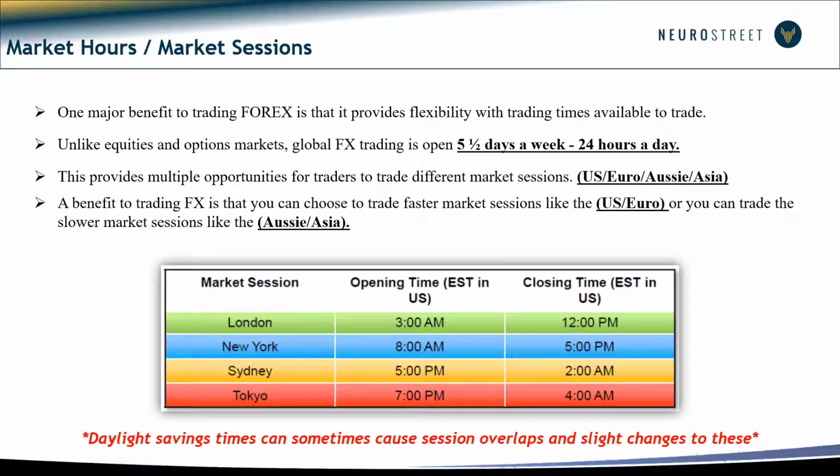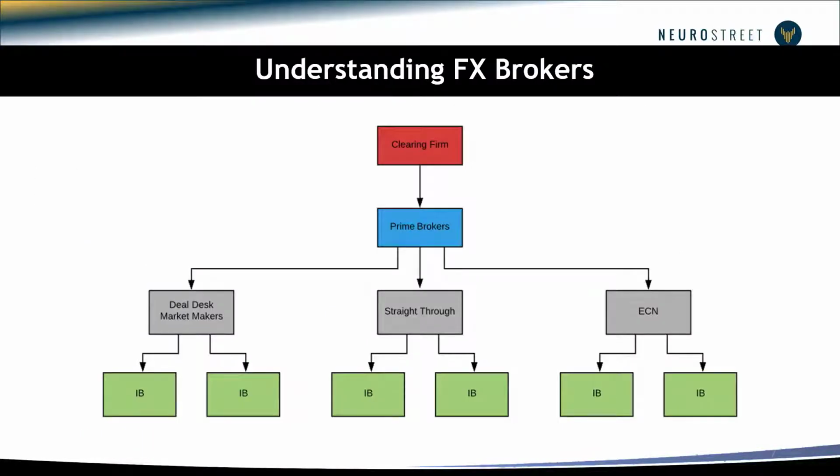So now this is a really big change. I want to take some time here and talk a little bit about understanding the brokers' side of this business. Ultimately, everything comes from a top-down perspective. You're going to have clearing firms. You're going to have prime brokers, then you're going to have dealing desk market makers, you're going to have straight through, and then you're going to have ECNs. And those are all going to bridge into introducing brokers. Now, if you're brand new to this industry, that's probably going to be completely over your head. And you're going to say, what the heck does that mean, right? Well, the truth of the matter is it's really quite simple. They all have a place in this industry, and we're going to talk about them here on the next slide.